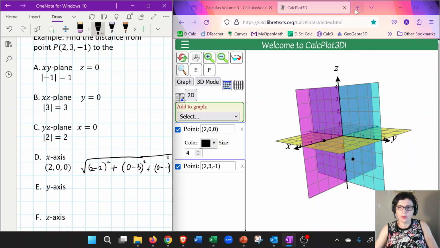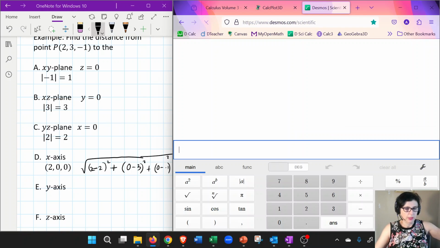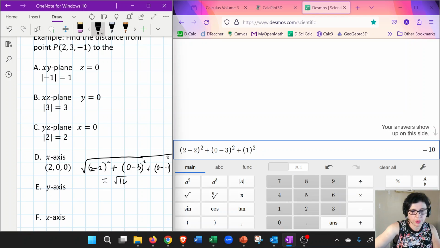Let's go to the calculator and compute what we got here. I'll just compute what's inside. 2 minus 2 squared is obviously going to be 0, plus 0 minus 3 squared, which is just going to be 9. And then plus 0 minus -1, which is just going to be 1 squared. And that's 10. So the distance to the x-axis is just going to be the square root of 10.